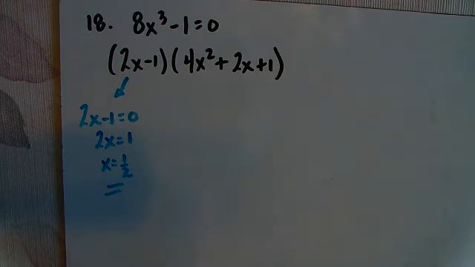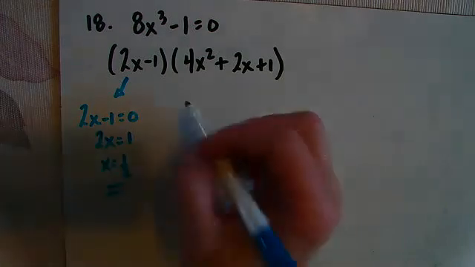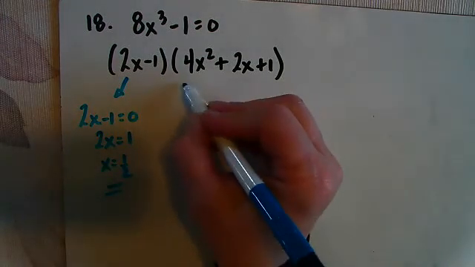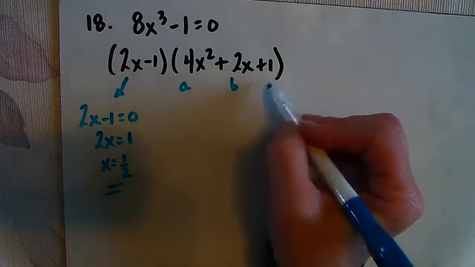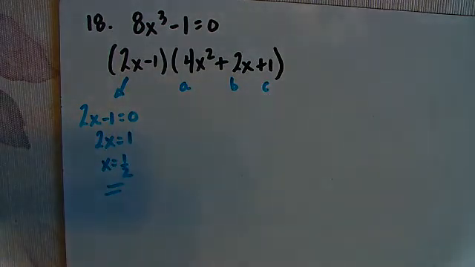So let's go ahead and do our quadratic formula. Again, a this time is going to be the 4, b is going to be the 2, c would be the 1. Please take a look at your formula. You should have that in your notes or it's in your book. Look at the formula and plug your numbers in.